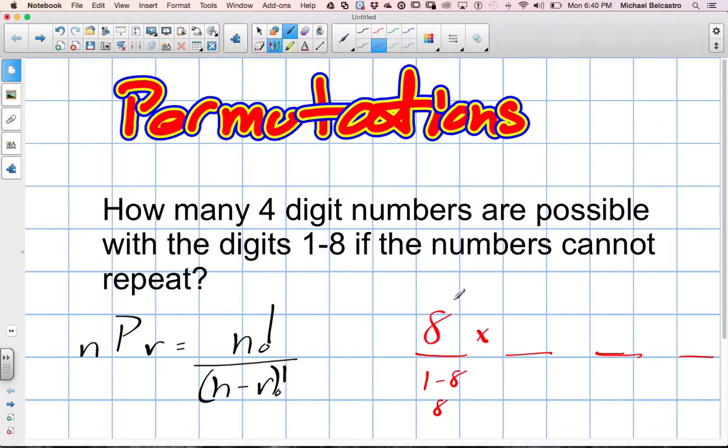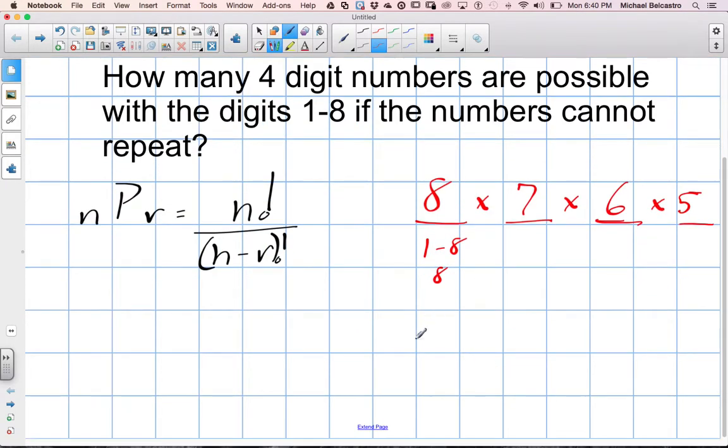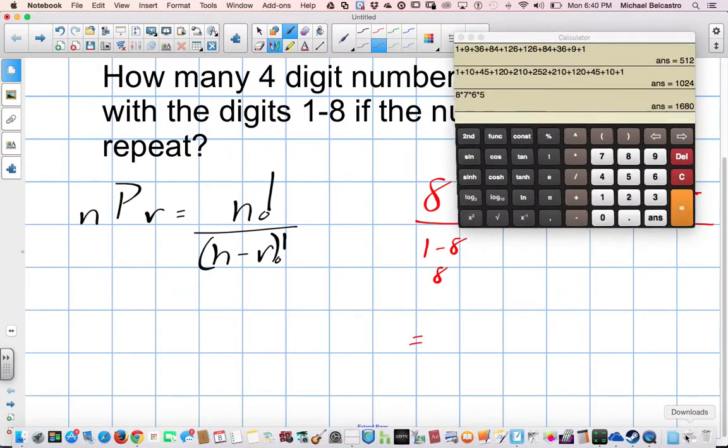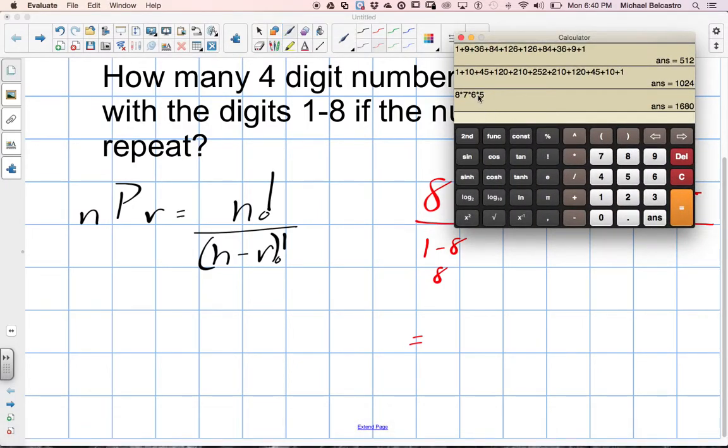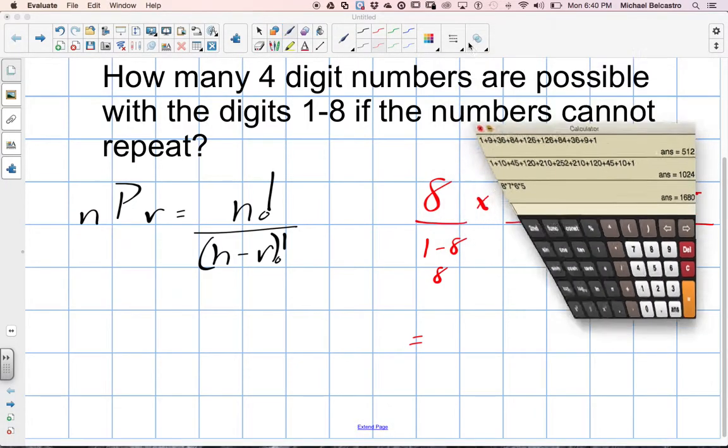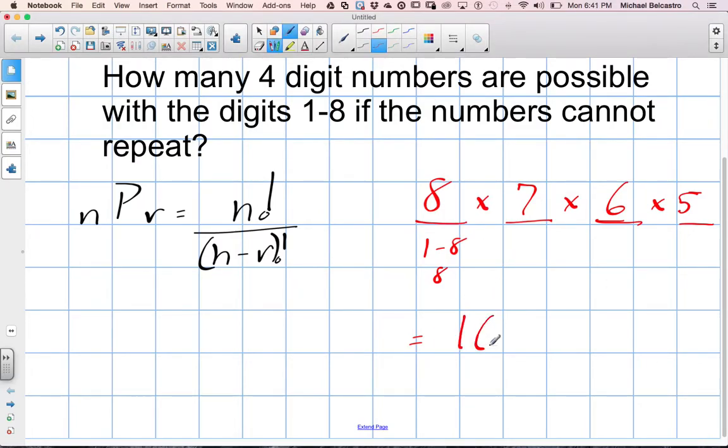Well, whatever number we chose, like you said, we can't repeat. So now we're down to 7 options, then down to 6 options, then down to 5 options. And there's only 4 placeholders, so this should be our answer. I think we calculated it already. Yes, we did. 8 by 7 by 6 by 5 is 1,680 options. So we should have 1,680 different 4-digit numbers with no repetition.